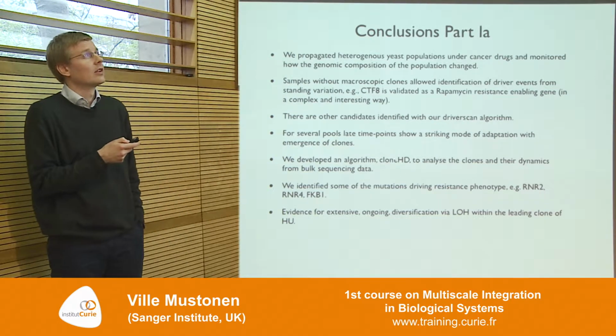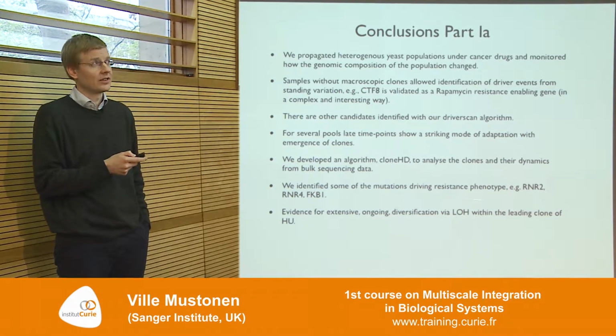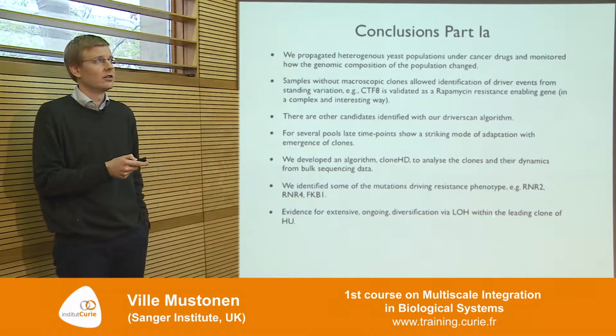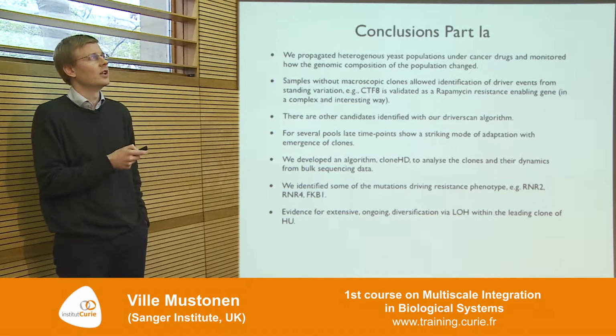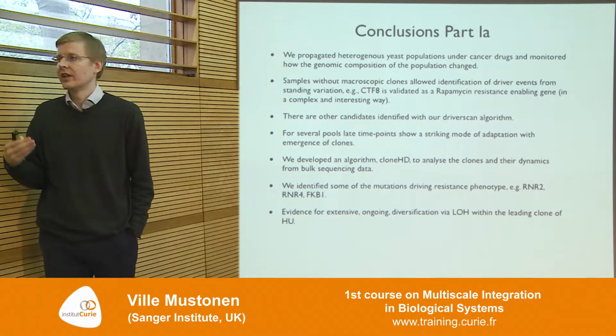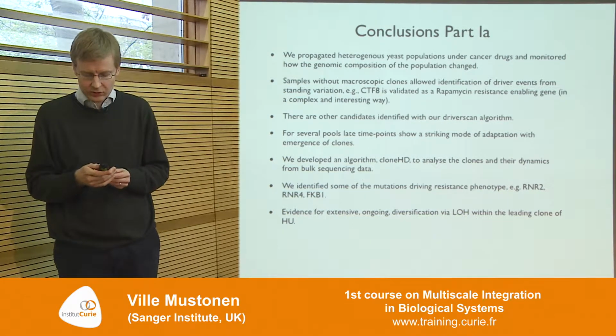And we have developed an algorithm, cloneHD, which can be used to analyze such clones from a bulk sequencing population. And we have identified some mutations driving the resistance phenotype: RNR2, RNR4, FKB1 for rapamycin, TSR4 for hydroxyurea. And we have evidence for very extensive ongoing diversification using loss of heterozygosity dynamics within the clones. And we have some evidence that hydroxyurea itself is making that rate higher. But that's not as conclusive.